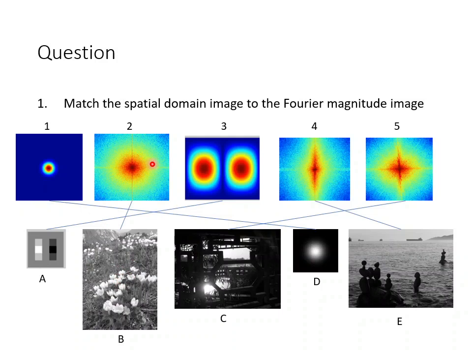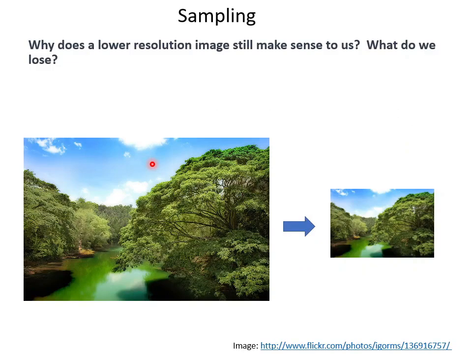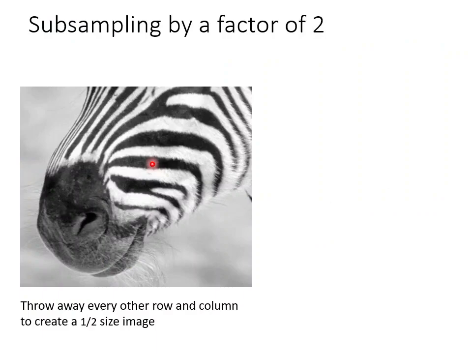Okay. Now, let's go back to the questions we asked. When we generate a low resolution image, what do we lose? We lose the high frequency signal, right? And if so, given an image, what is a good way to generate the low resolution version? When we subsample, we lose the high frequency signal. So how do we preserve certain high frequency signals from the high resolution image in its low resolution version?